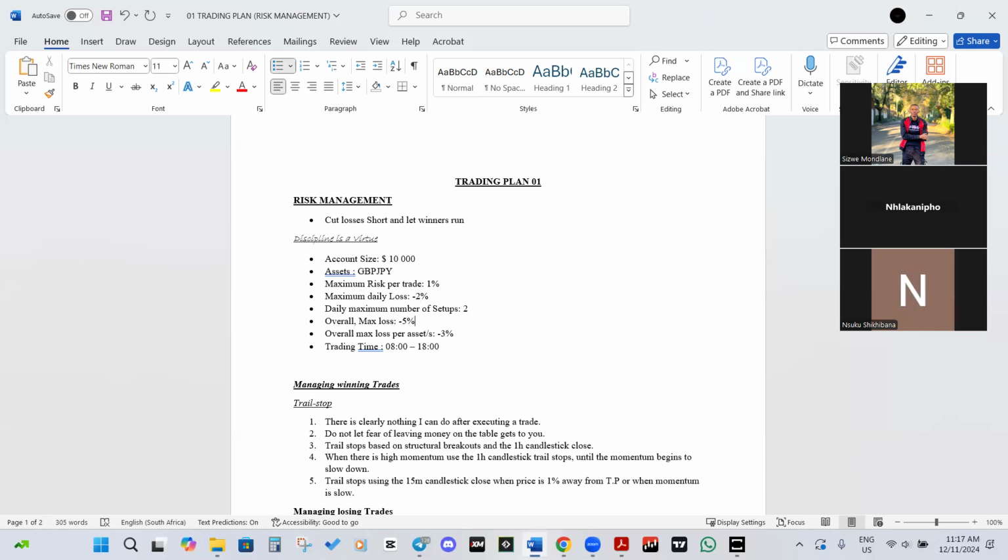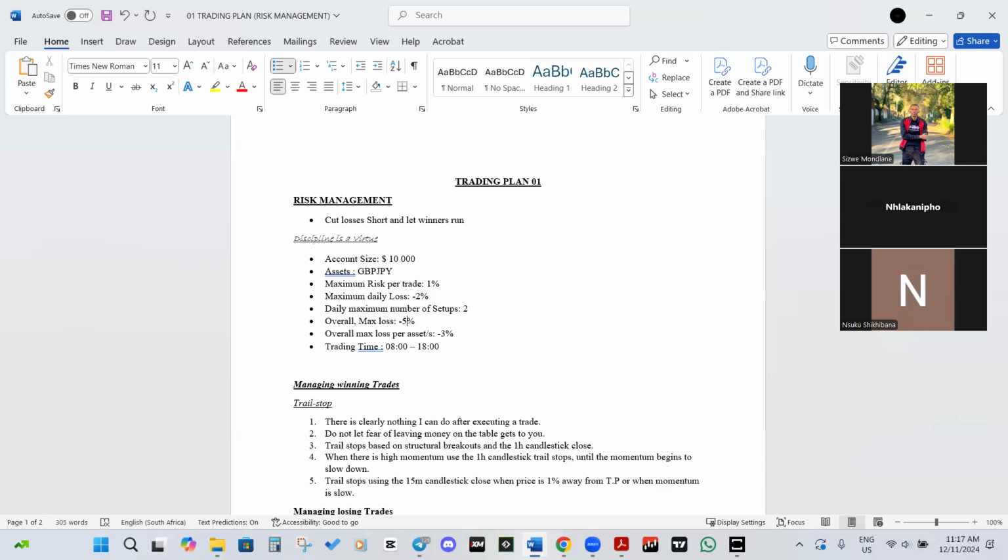This one, overall max loss, helps me. Let's say I start trading GBP JPY, and today I take a loss. Tomorrow another loss. Wednesday, another loss. Thursday, another loss. Friday, now I'm 5% down. By the time I reach 5%, this is my own maximum loss on both assets, whether I'm trading GBP JPY or USD. So if my equity goes down 5%, I'll stop trading and start to refine my strategy, start to check whether I'm following my rules and everything.